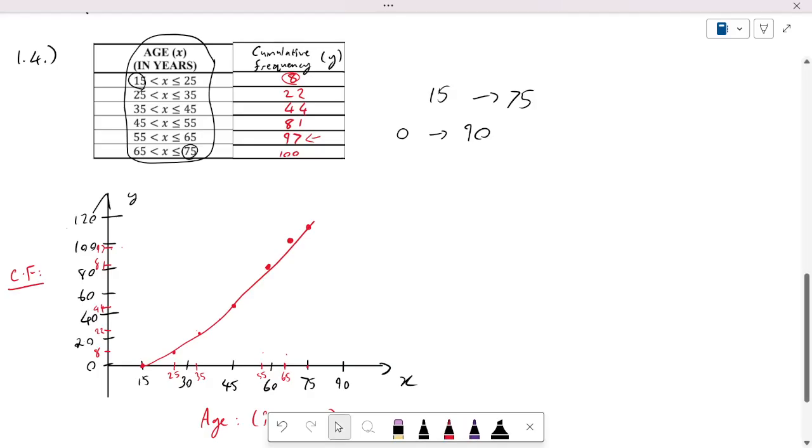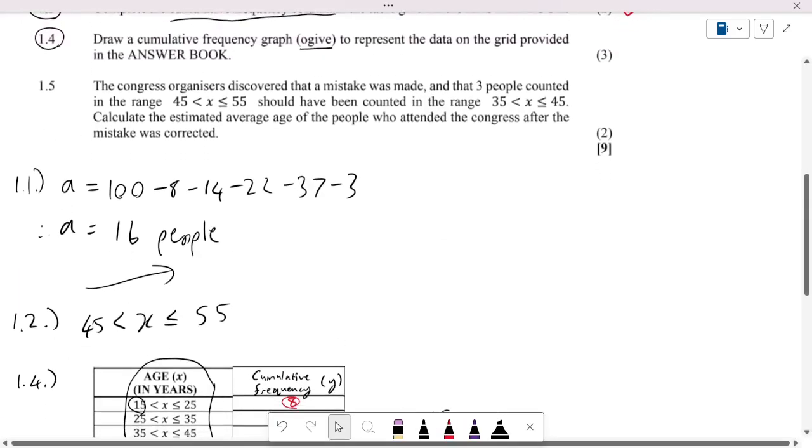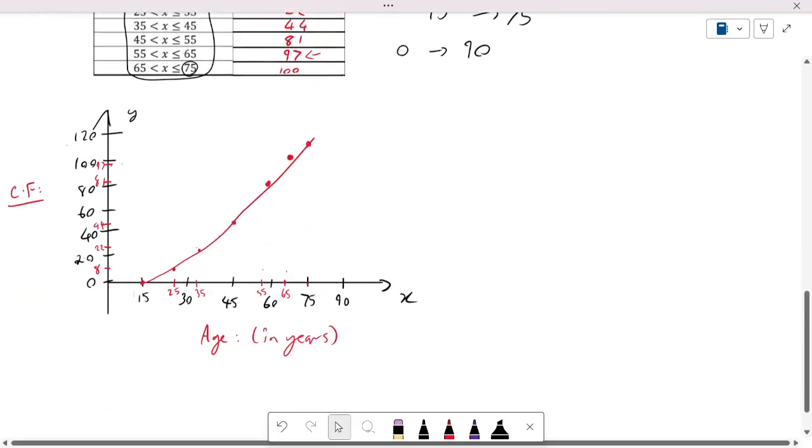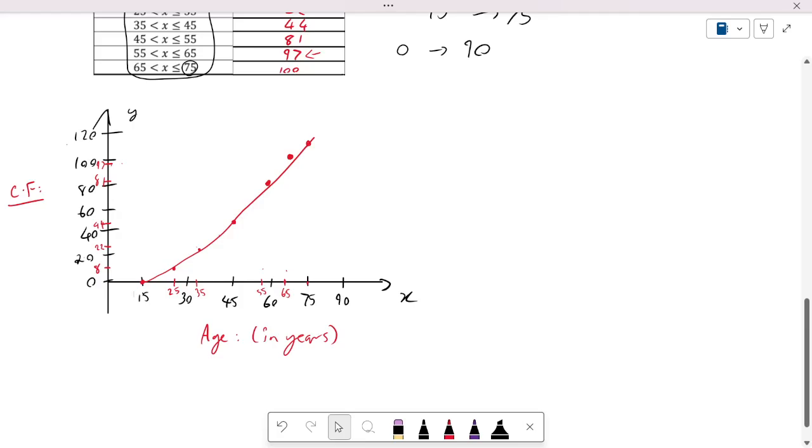So we have done the graph, and that was about 3 marks. So it would have been the easy 3 marks because you already provided the graph. I hope that clears your understanding of an ogive if you didn't understand what an ogive was.